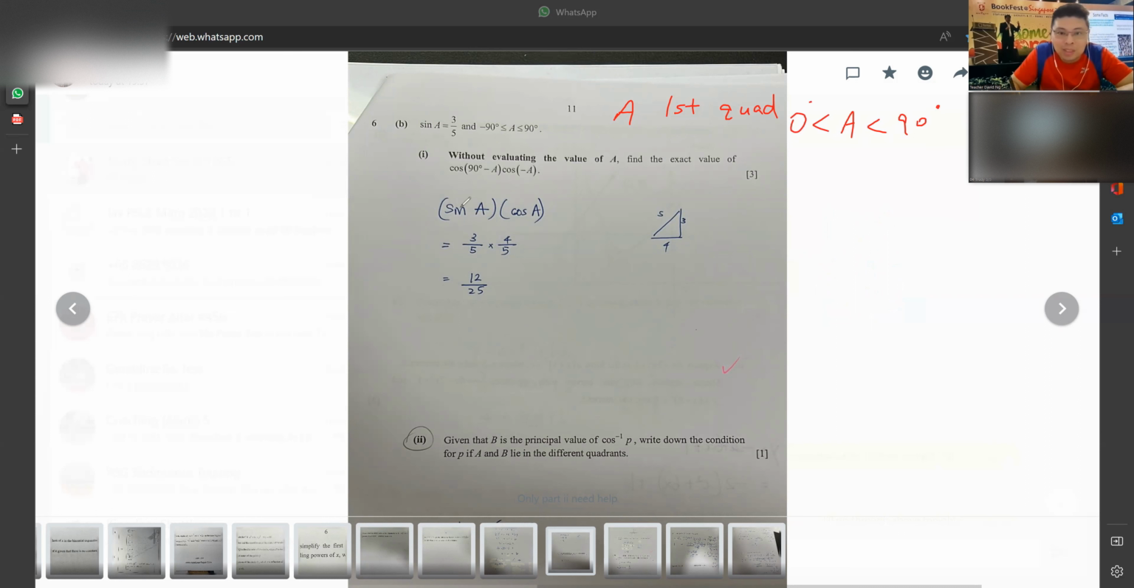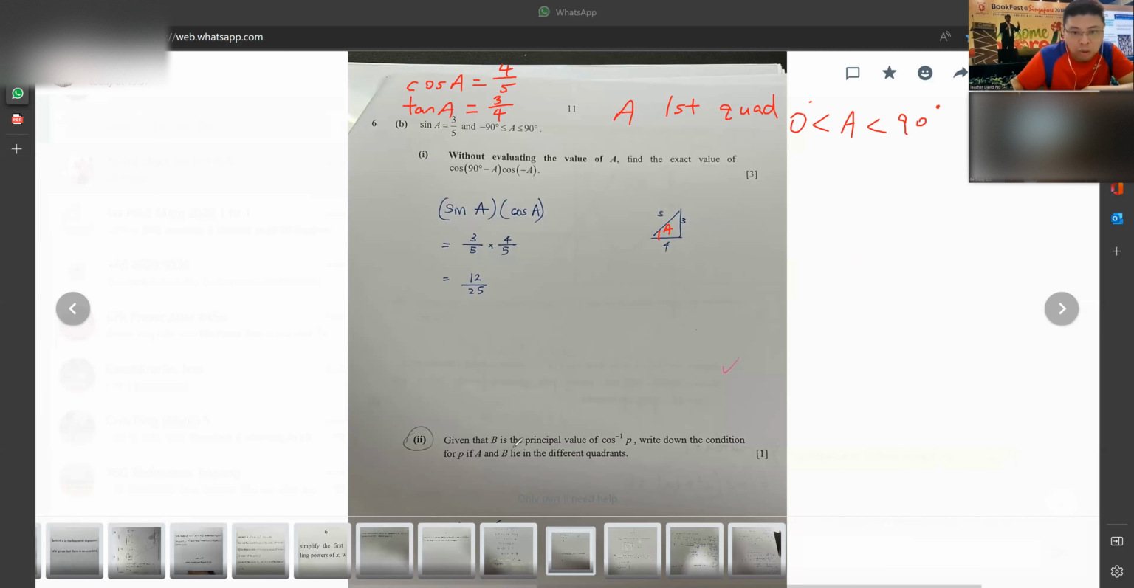Then this one, you're okay, I won't go on it already. I'm just going to use your triangle here to establish my cosine A and my tangent A in case I need them. Your cosine A is 4 over 5. So this is my A. Cosine A is 4 over 5. Tangent A is 3 over 4, right? Sine, cosine, tangent, I already have them.